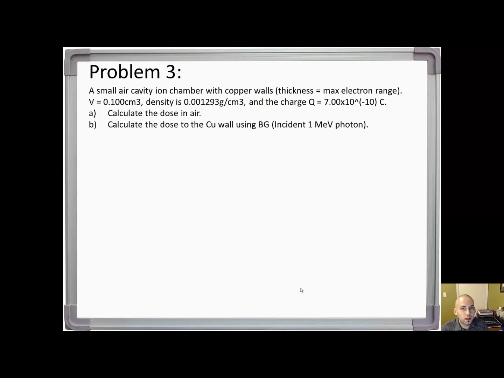Okay, so let's work through an example problem. Suppose you have a small air cavity ion chamber with copper walls. The thickness of the walls are equal to the max electron range, and it has a volume of 0.1 centimeters cubed and a density of 0.001293 grams per centimeter cubed. That's the density of air. And the charge measured is 7 times 10 to the negative 10 coulombs. Calculate the dose in air.